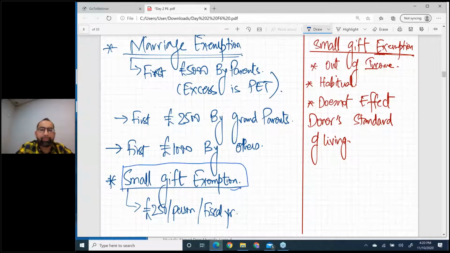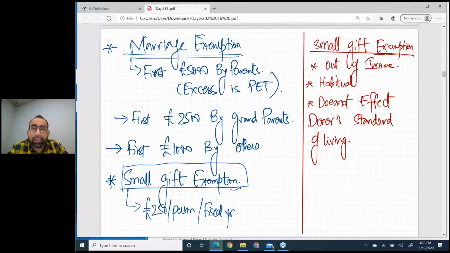Small gift exemption. This small gift exemption is not related to marriage exemption. Okay, this is a separate topic. In any fiscal year, if you give a gift to anybody of less than 250, say in one fiscal year you give your daughter a gift of 200 pounds, or 220 pounds, it's totally exempt. But if the total gifts in one fiscal year to any party exceed 250, then the whole amount is paid, not just the excess.